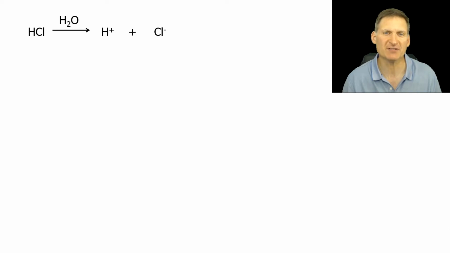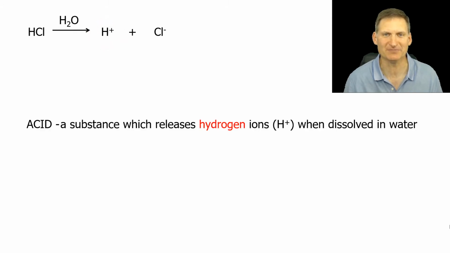This equation represents what happens if you take HCl and dissolve it in water. When water is over the arrow, it means we think of it not as reacting, but merely doing the dissolving. And here's the key. Notice this hydrogen ion has separated from the chloride ion in solution. An acid is a substance which releases hydrogen ions when dissolved in water. If in any way a substance increases the concentration of hydrogen ion when dissolved in water, it's an acid.